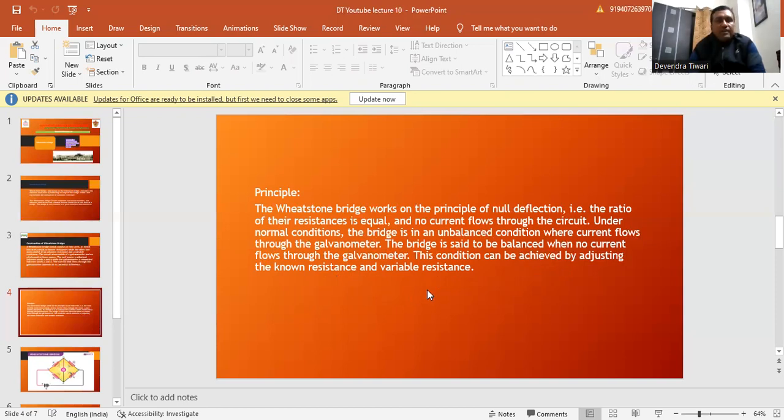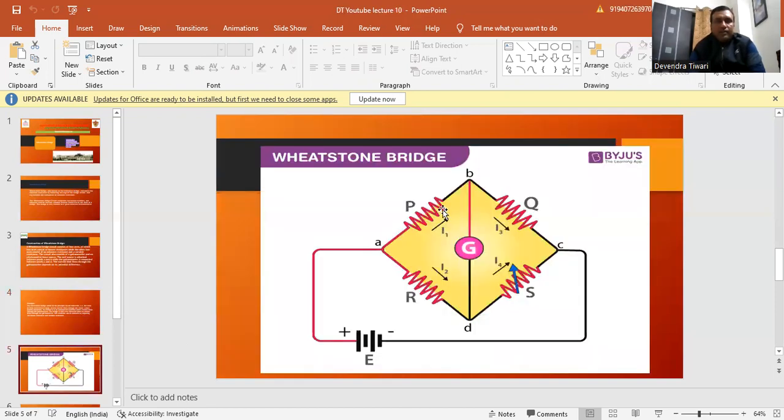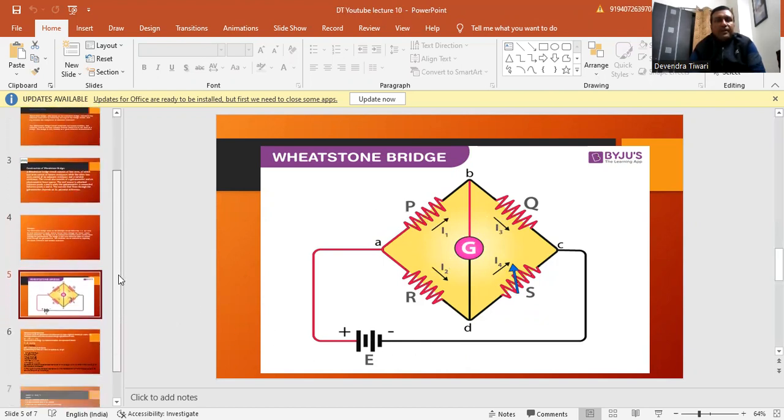As already mentioned, there will be four kinds of resistance: two known, one unknown, and one variable resistance. So this balanced condition will be achieved by the known resistance and variable resistance. Look at this figure. It has four arms P, Q, R, and S. This S is your variable arm, P and Q are the ratio arms, and R is your unknown resistance. And this is the battery E, which is connected between points A and C. We will move to the next slide.